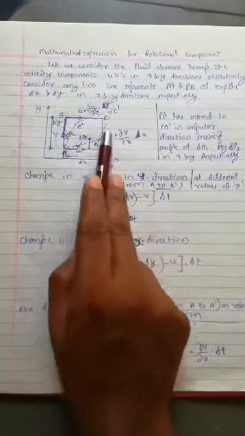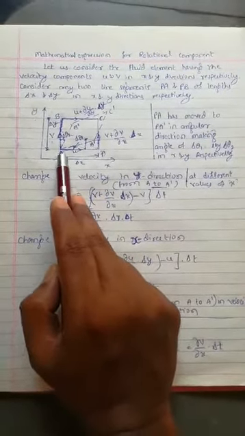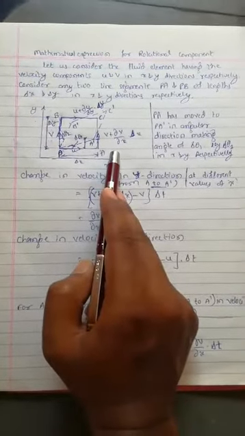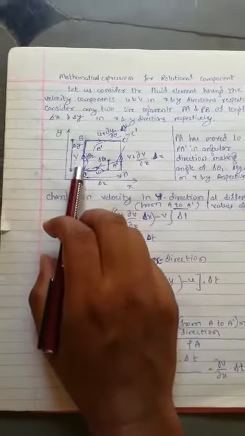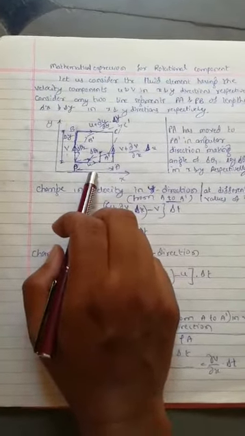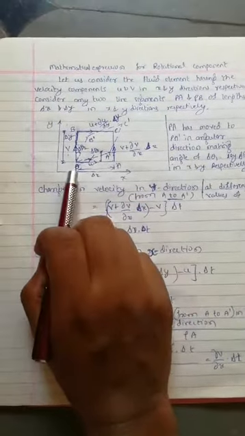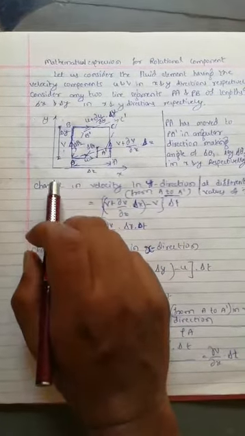We will consider a fluid element having the line segments PB, CA and PA. And U and V are the velocity components in x and y directions. The line segment PA having the length delta x and the line segment PB having the length delta y.